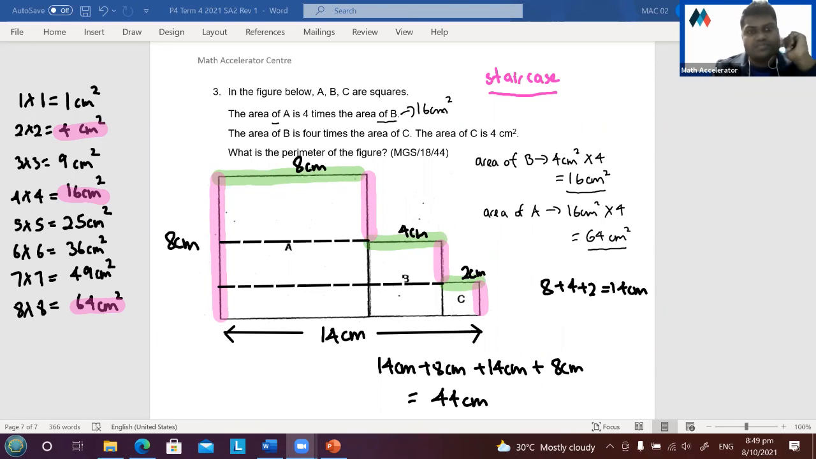Well done, very good. Some of you managed to get 44 cm. So whenever we see a staircase question, right, the parts where it's vertical is always compensated right below, okay?